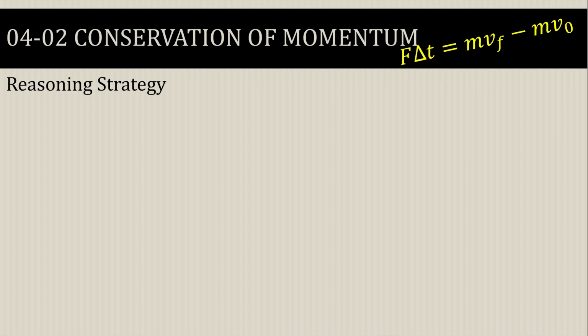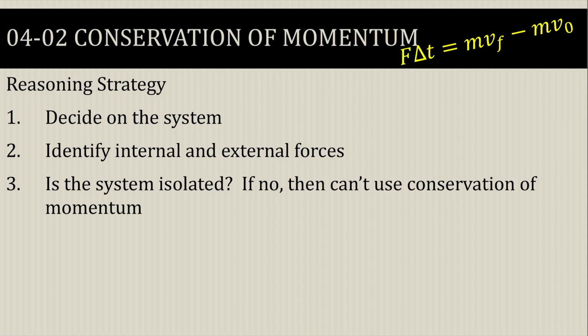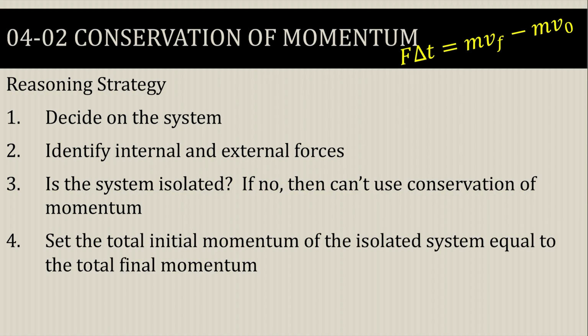Our reasoning strategy is to first of all decide on the system. Which objects are actually involved in our collision? And then you identify the internal and external forces. Is your system isolated? If not, then you cannot use the conservation of momentum. But if it is isolated, you set the total initial momentum of the isolated system equal to the total final momentum.